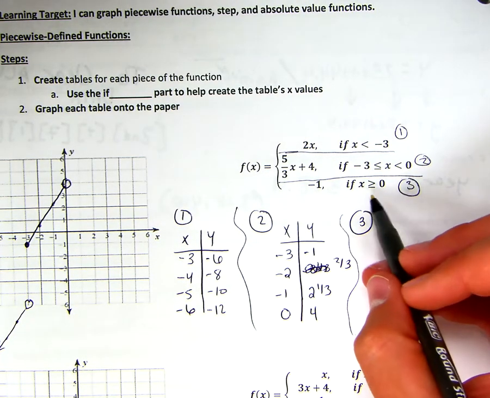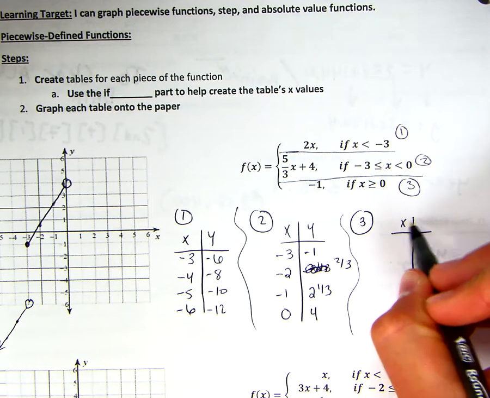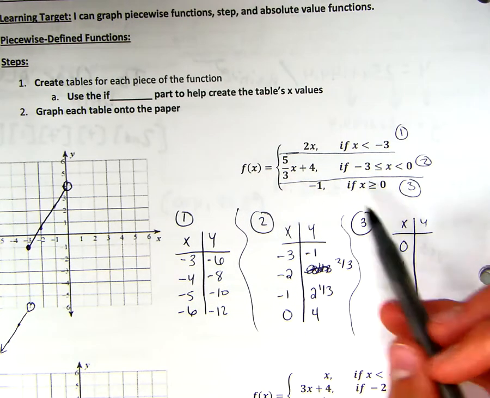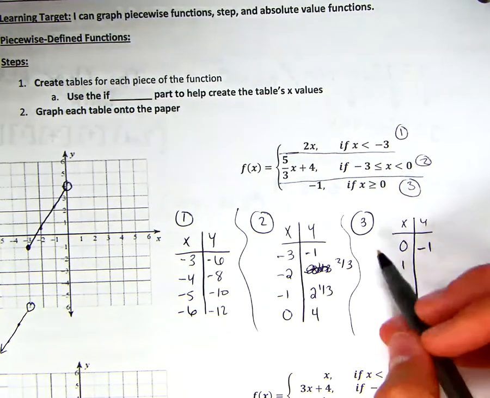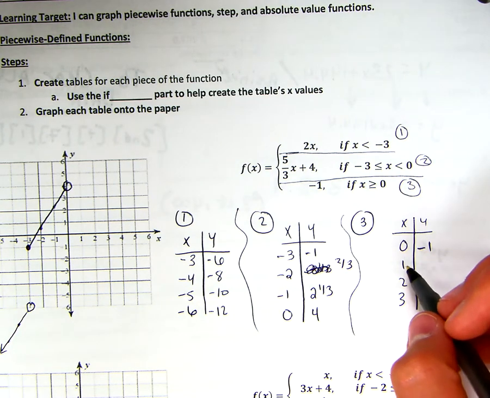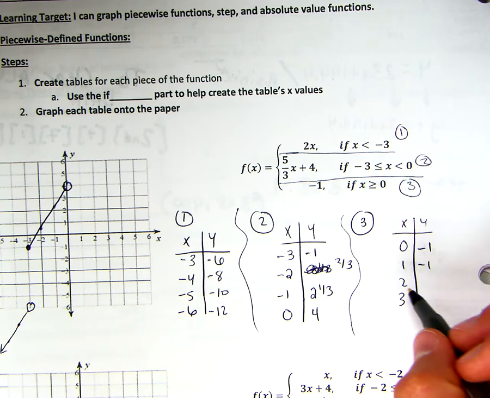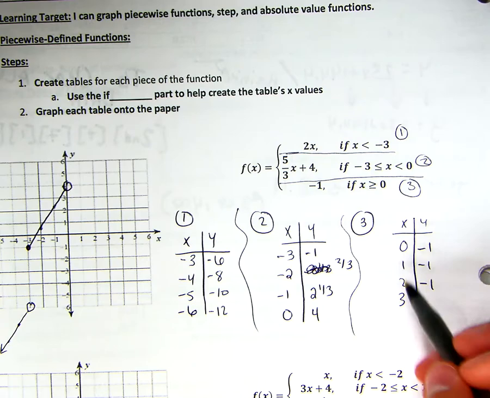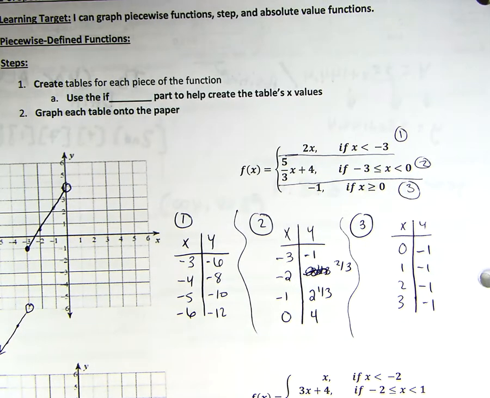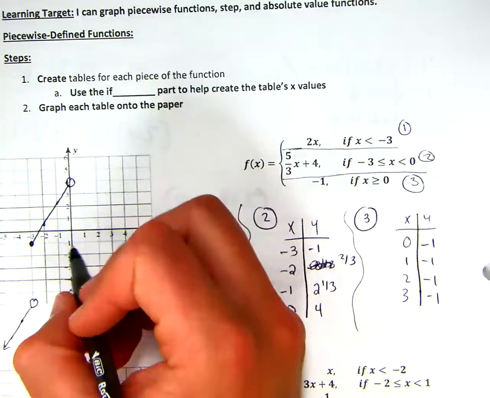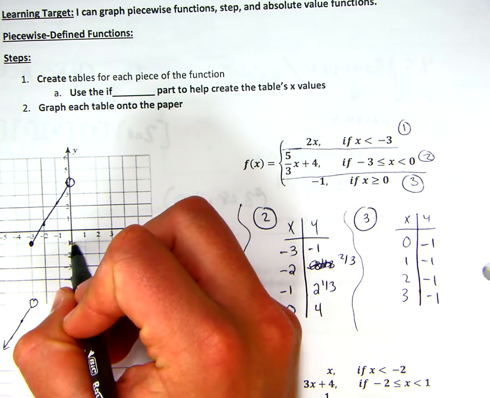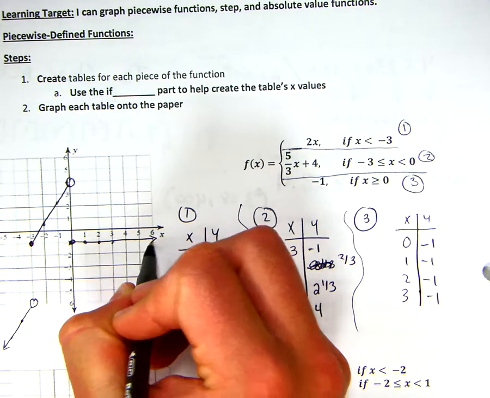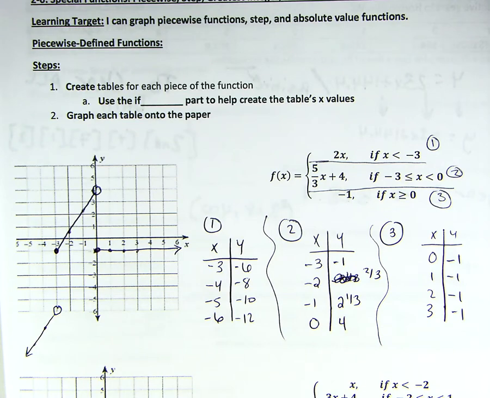Now 3, it says all the x is greater than 0. So when I make my xy chart, I have 0, 1, 2, and 3. Well, if x is 0, y is -1. If x is 1, y is -1. If x is 2, y is -1. And if x is 3, y is -1. All right, so we plug all those in: 0, -1, that's greater than or equal to; 1, -1; 2, -1; 3, -1. I make my line, and that is how you graph a piecewise function.